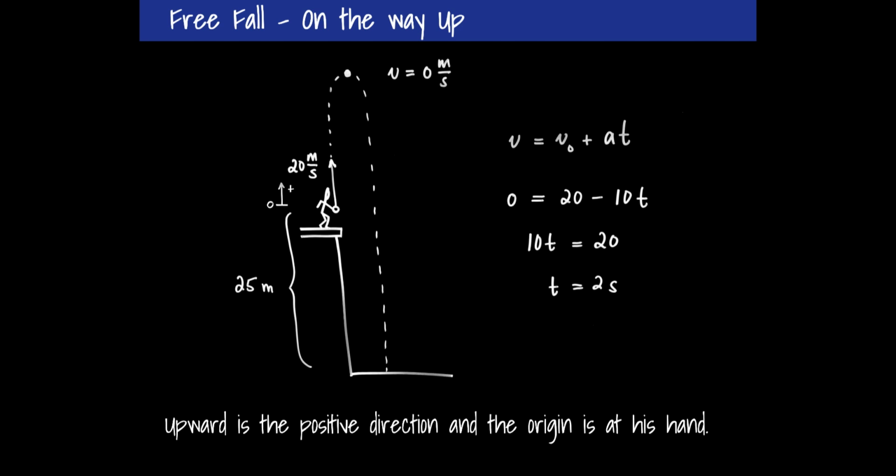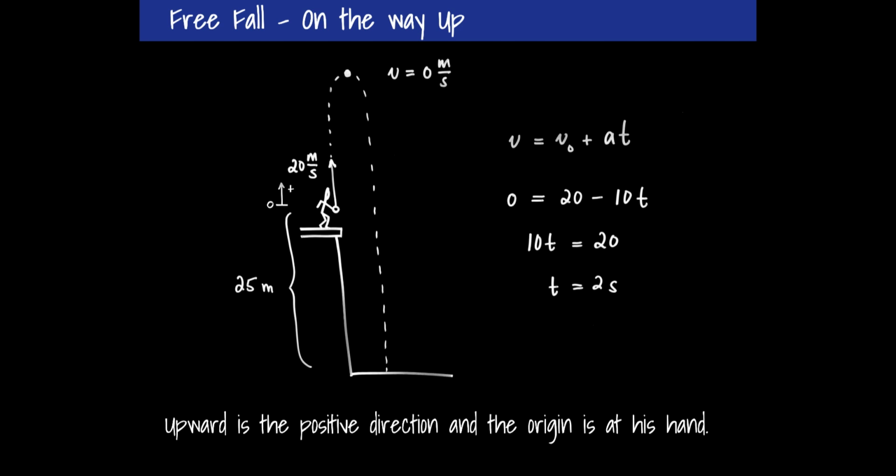I don't have to draw the whole number line. That would be overkill. It's pretty clear that if I chose upward to be the positive direction here, that downward is the negative direction. So that 20 meters per second upward is a positive velocity. And I know by the nature of the thing that as it goes up, it's going to slow down. Everyone knows that that's true.